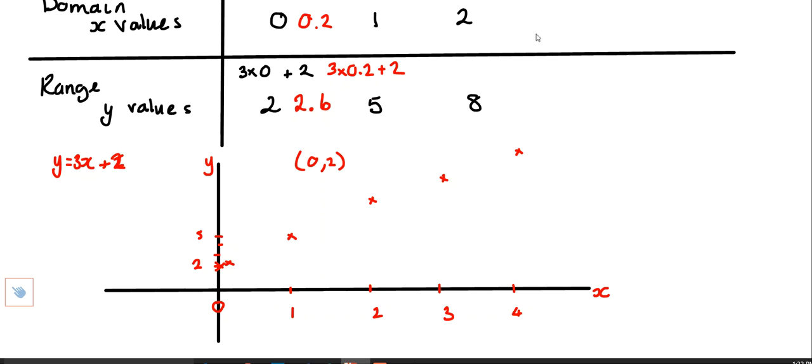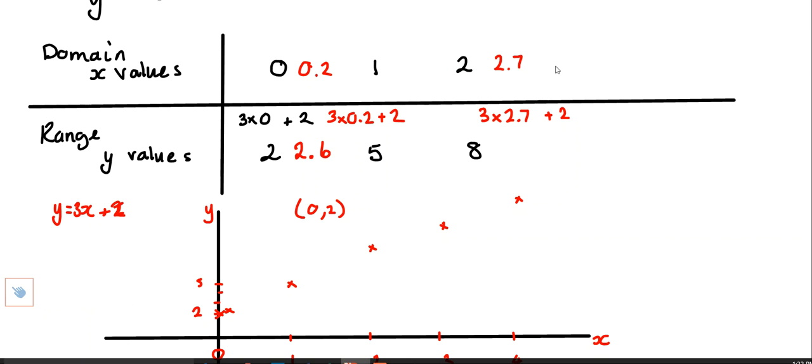If I were to put 2.7, how would I work out the y value? I would do 3 times 2.7 plus 2. So that's 8.1, I think. I could do 2.8 as well. I'm not going to bother working out what it would be. This one would be a value, and roughly they would be somewhere between those 2 points.